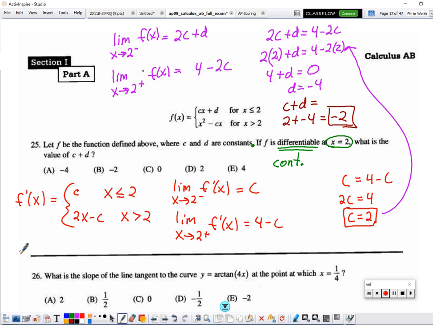Let's do number 3. Number 3 involves the product rule and factoring. So I would say those concepts show up in about another 6 to 8 points throughout the test.